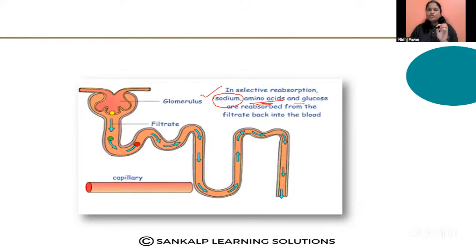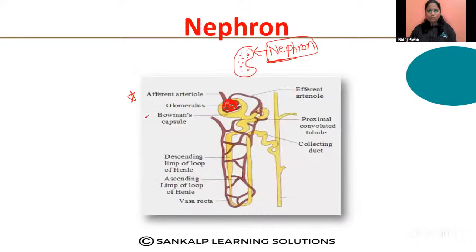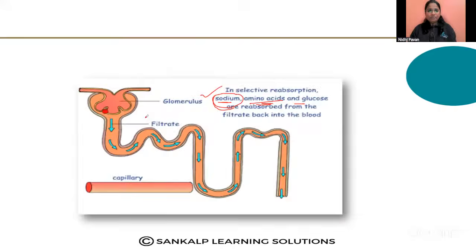So in this filtration, these are reabsorbed through the glomerulus and the urine will be sent out through various types of tubes. So here we have a distal convoluted tube and a proximal convoluted tube. Okay, so various tubes will be there. So here urine is excreted out after the reabsorption of sodium, amino acids and glucose. Okay, next.